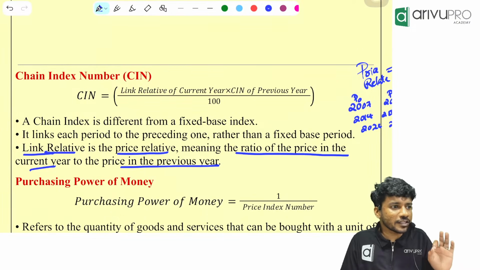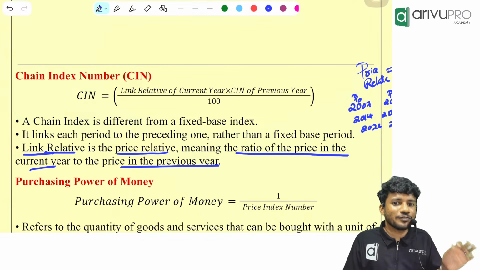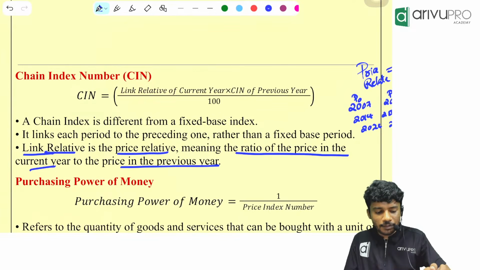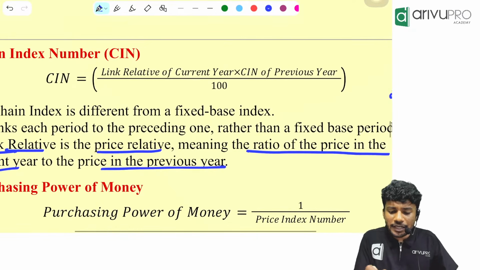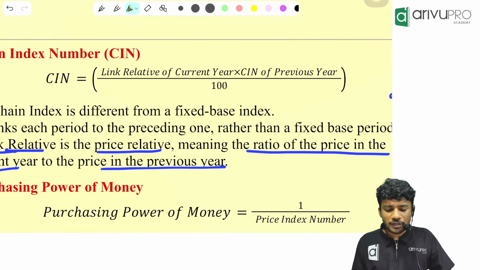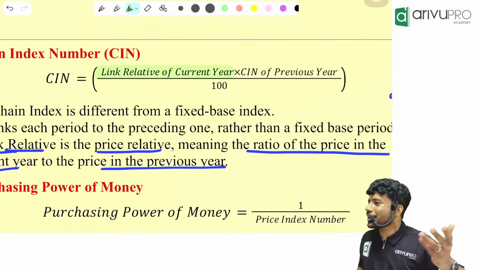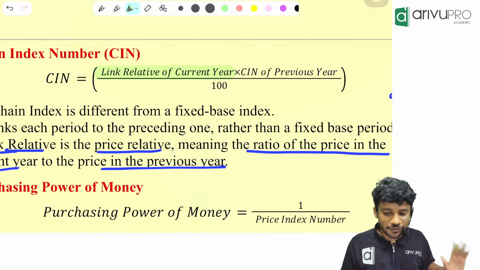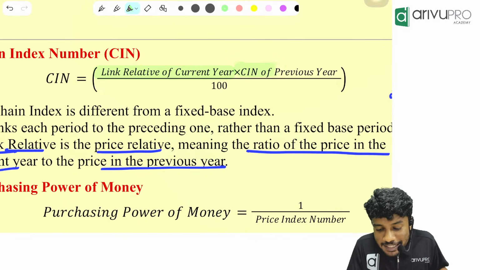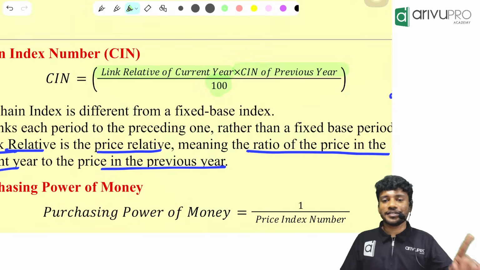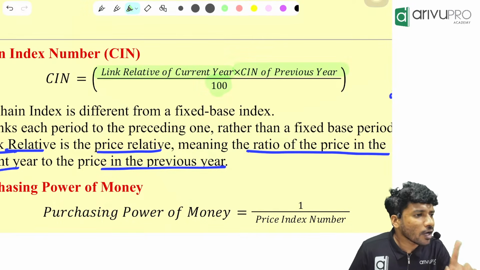Link relative is nothing but what? Price relative, whenever the years are consecutive. Then chain index number is given by a formula. That is link relative of the current year. Whichever is the current year, we will find the link relative of that. Then CIN of the previous year divided by 100.